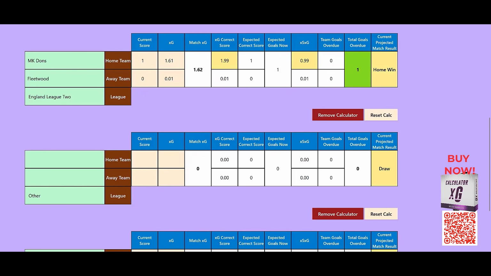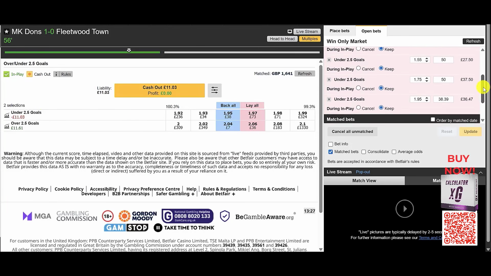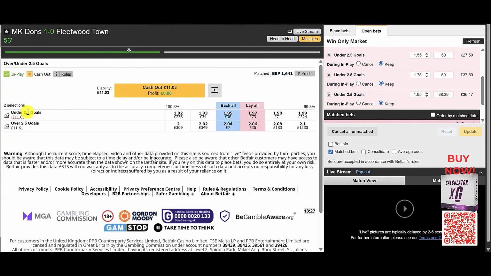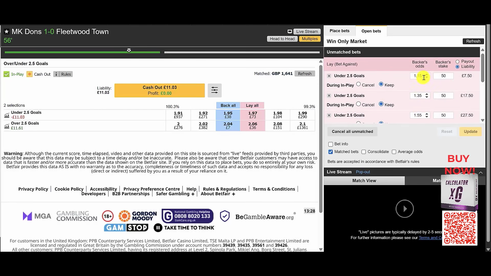And so we're heading into the second half. Let me show you what we've got set up. We know that on the under 2.5 goals, we've already had one goal and we're expecting another one. So we're going to get on the 2.5 goals market, and we're laying it at 1.95, and then every 20 ticks all the way down.